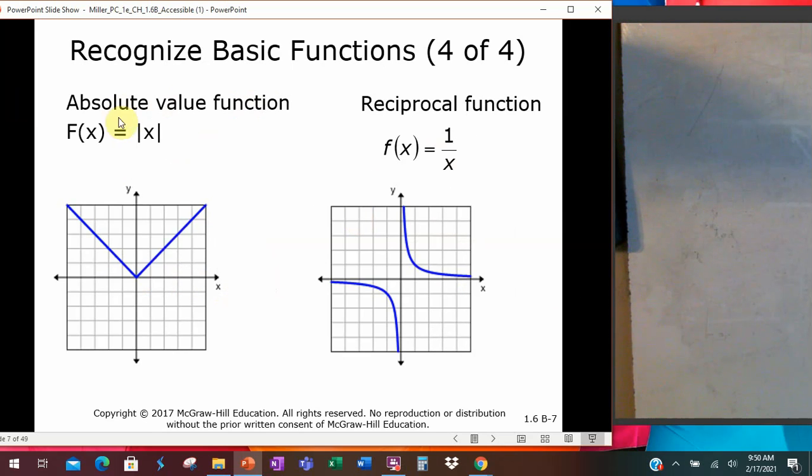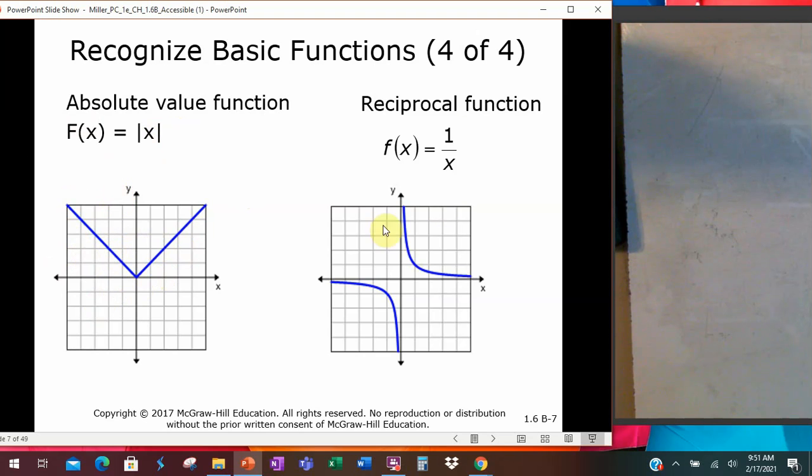The absolute value function, this is just the absolute value. So for the positives, if this was 1, that would be 1, 2, the absolute value of 2. And on this side, if this is -1, the absolute value of -1 would be +1, and over here. So this is basically y is equal to x, and this would be y is equal to -x over on that side.